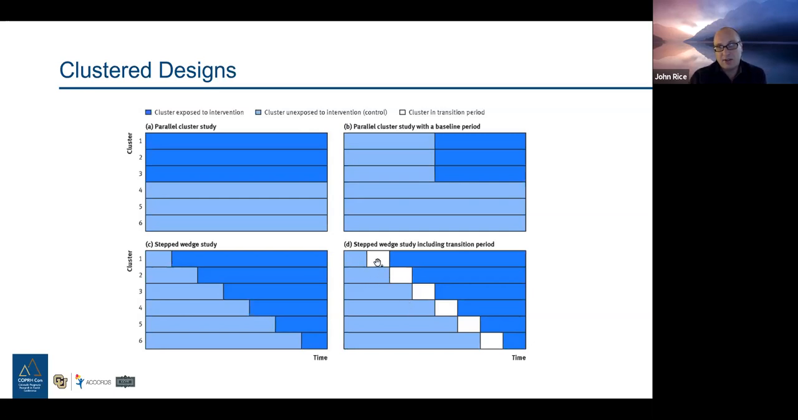And then finally, there's a variation on the stepped wedge that includes a transition period, because often you don't necessarily want to use the data during the implementation of your intervention, since you wouldn't expect full effectiveness immediately. So you often introduce this transition period where data may be collected, but it won't be used for analysis.